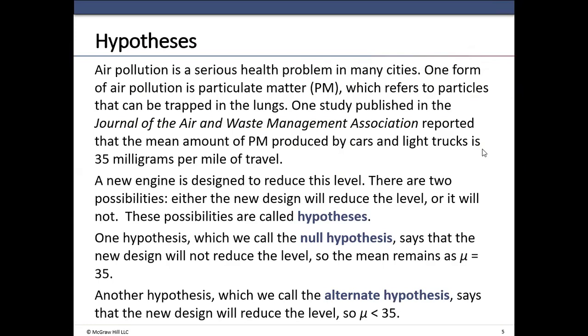There are two possibilities. Either the new design will reduce the level or it will not. These possibilities are called hypotheses. One hypothesis, which we call the null hypothesis, says that the new design will not reduce the level, so the mean remains the same: the population mean mu, Greek m, is equal to 35. That is the status quo. Another hypothesis, which we call the alternate hypothesis, states that the new design of the engine will reduce the level, so mu, the population mean, is less than 35.